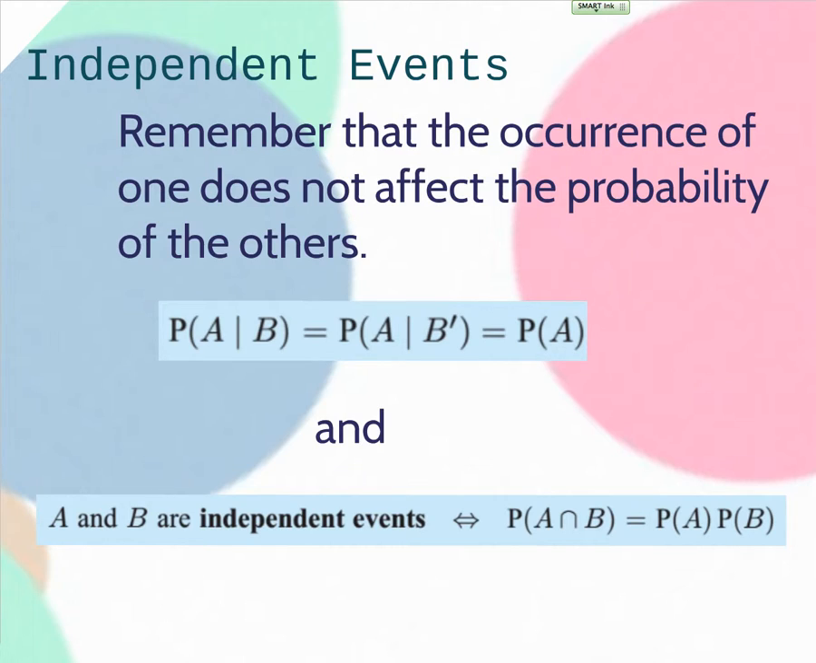So this formula is only for independent events, and remember, this means the conditional probability, so the probability of A given B is going to be the same as the probability of A given not B, and it's just going to be equal to the probability of A because those events are independent. They're not related to each other.